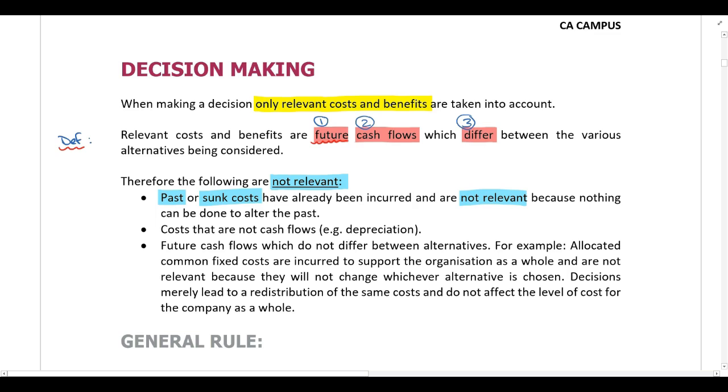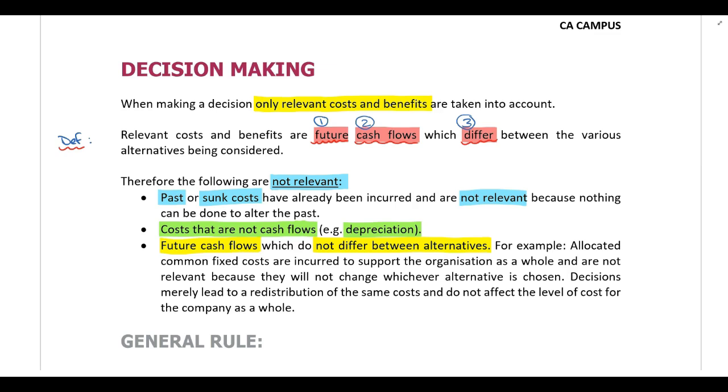Second, if it is not a cash flow, it is not relevant. So for example, depreciation, which is not a cash flow, will not be relevant. So any costs that are not cash flows will not be relevant. And then lastly, if it does not differ between the alternatives, then it is also not relevant. So that's the third component that we are looking at over here. Future cash flows which do not differ between alternatives will also not be relevant. And in my example, that was the car insurance in our basic example.